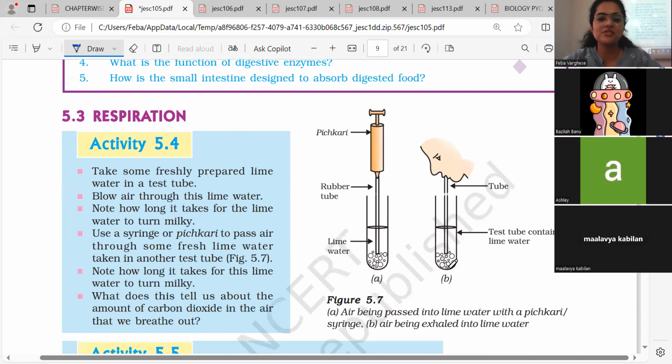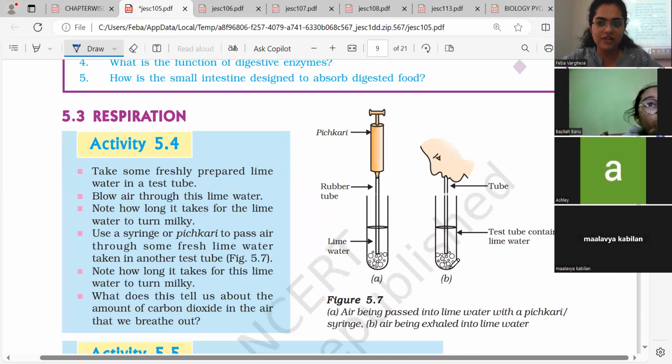Now the next life process is respiration. What is this test? What is this activity? It is to show that carbon dioxide is there in the air that you expire out, right? So you just blow into the lime water. Lime water turns milky, and that shows the presence of carbon dioxide. When lime water reacts with carbon dioxide, it turns milky.